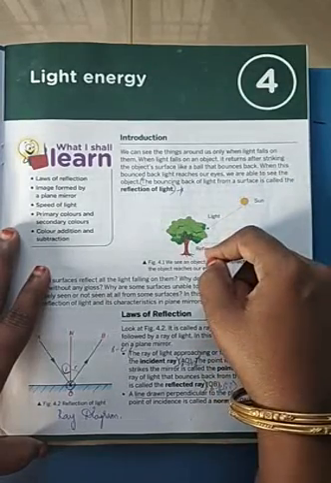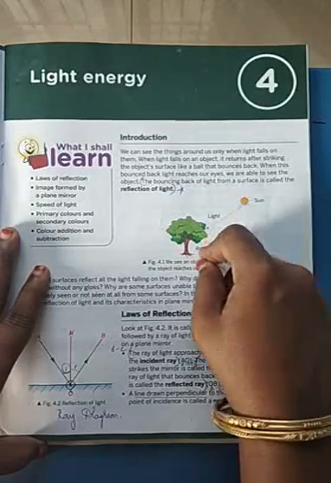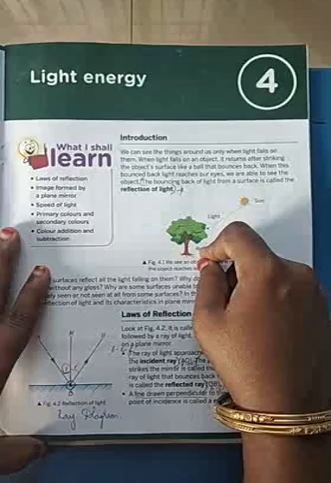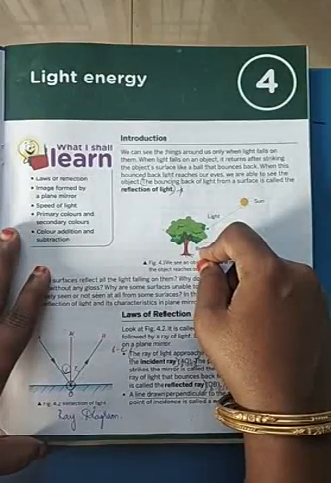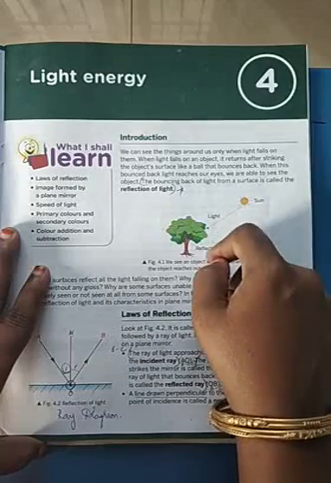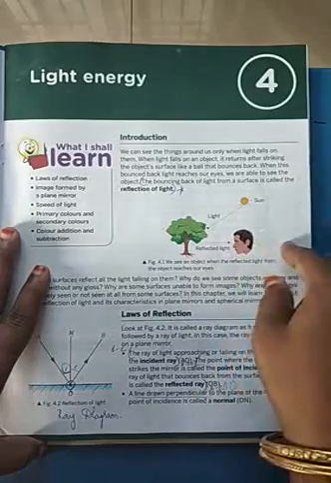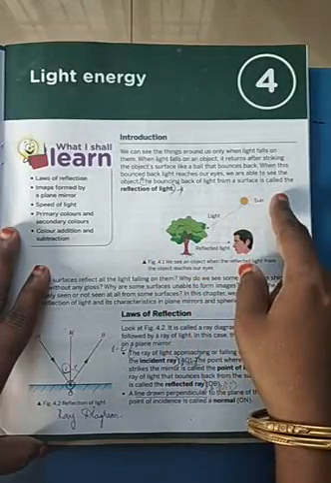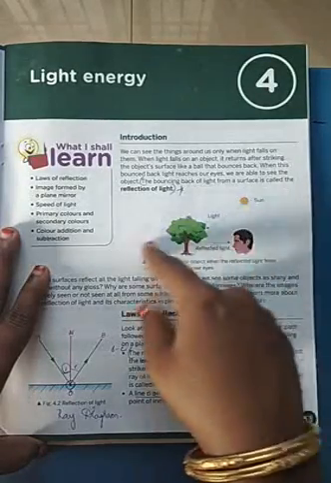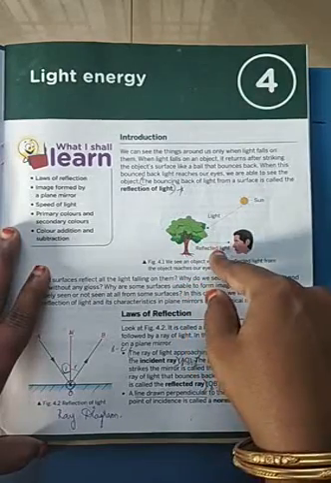That is how we are able to view the objects. When the sun's rays fall on the objects, it can be a tree, it can be a car, it can be anything, the rays are getting reflected. It will not go back to the sun again, but it is scattered. So that is how we are able to view the object.